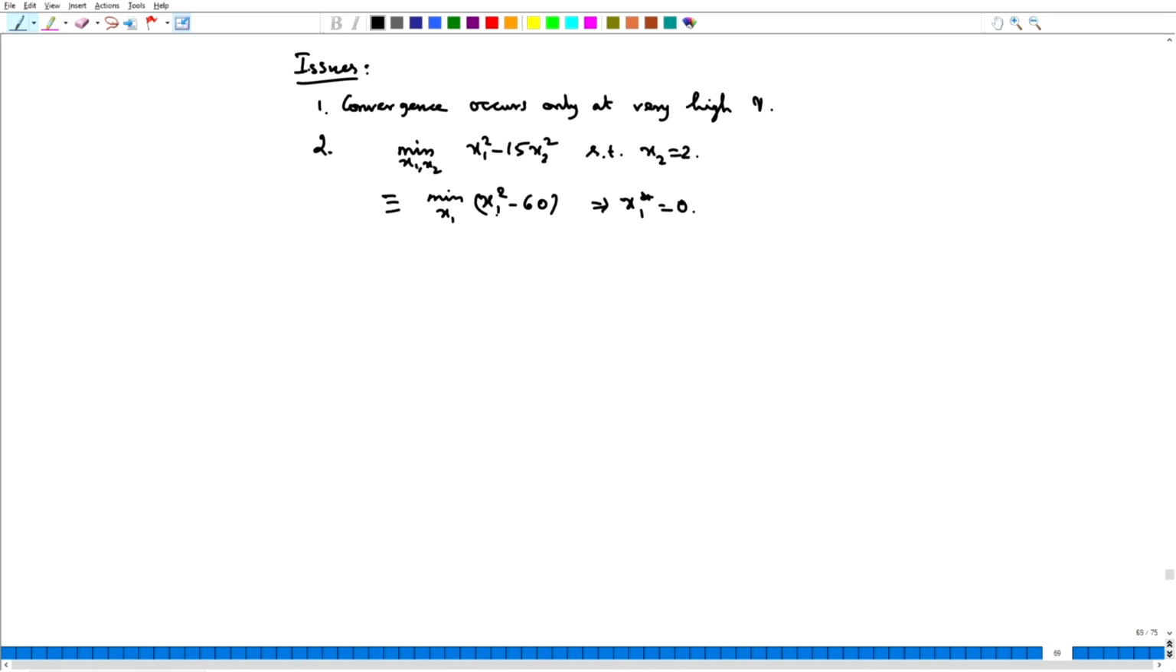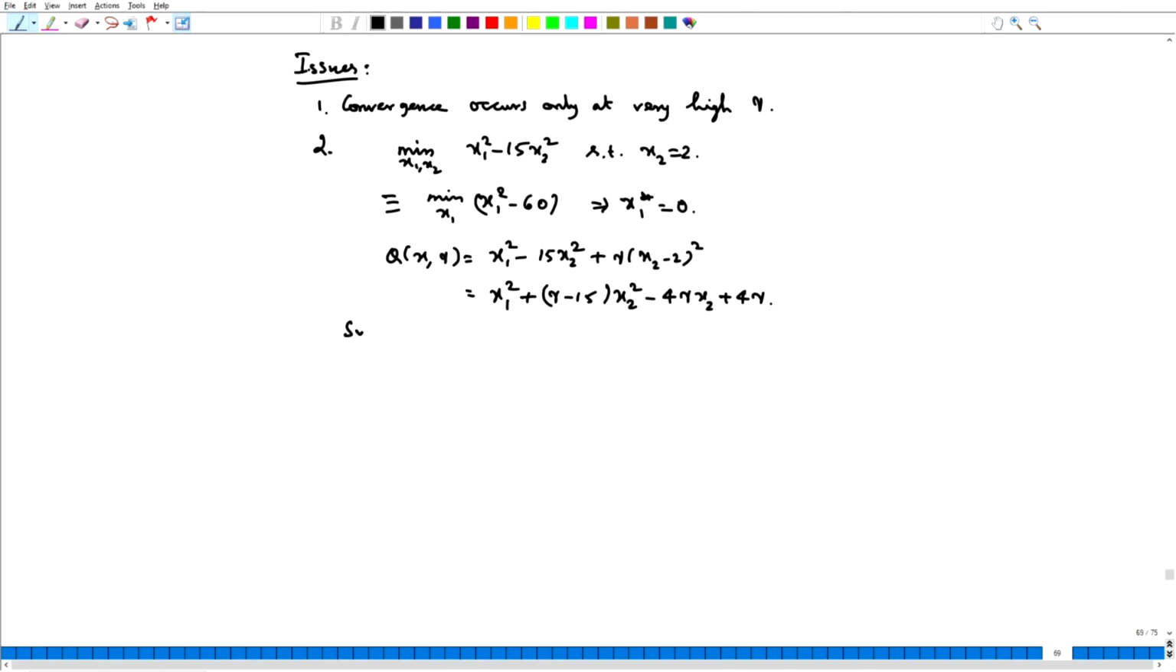But what happens when you apply the quadratic penalty method? It is q of x comma gamma, which is x1 squared minus 15 x2 squared plus gamma into (x2 minus 2) the whole squared, right. So that will become x1 squared plus gamma x2 squared, so you have (gamma minus 15) into x2 squared, minus 4 gamma x2 plus 4 gamma. Okay.